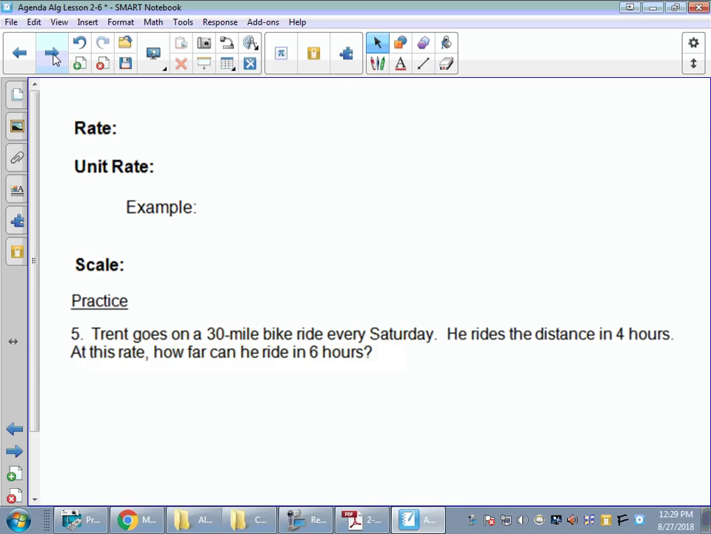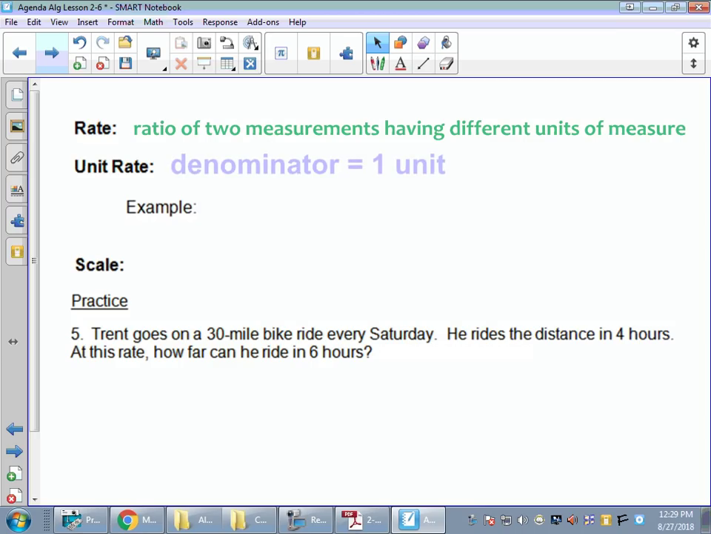All right, next up, rates and unit rates. We'll talk about rates. We use these things all the time. A rate is a ratio of two measurements having different units of measure. So two measurements, but they have different units of measure. And a unit rate, all that means is that your denominator equals 1 unit.